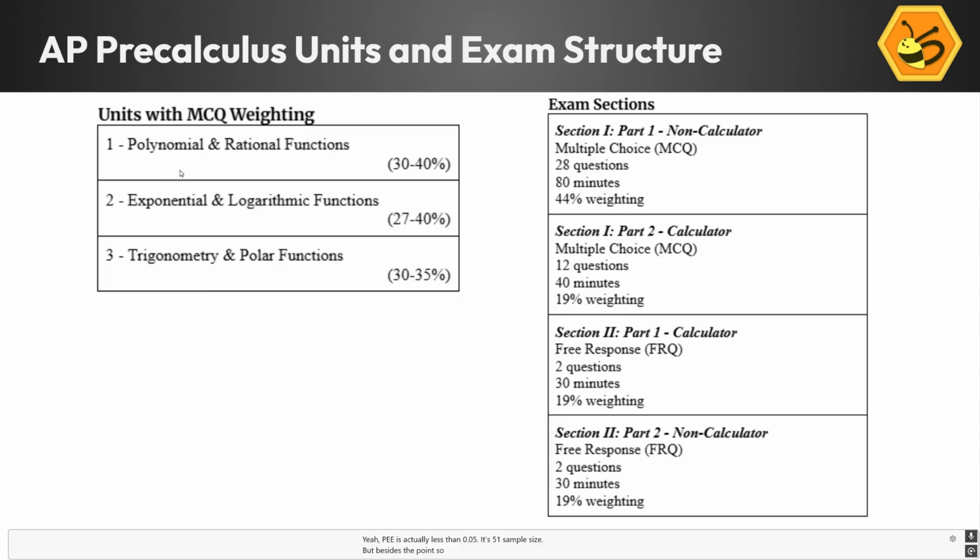It's a 51 sample size, but besides the point. We have 3 units: polynomial and rational functions, exponential and logarithmic functions, and trig and polar functions. The first and the third units are weighted the most. Our exam structure is first MCQs, where part 1 is non-calculator and part 2 is calculator. Part 1 has 28 questions in 80 minutes, and it's 44% of your score. Part 2 is 12 questions and you get 40 minutes. Section 2, part 1 is your FRQ and it's calculator, and FRQ part 2 is non-calculator.